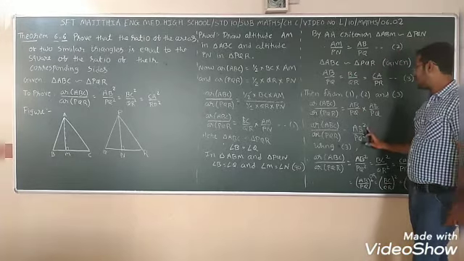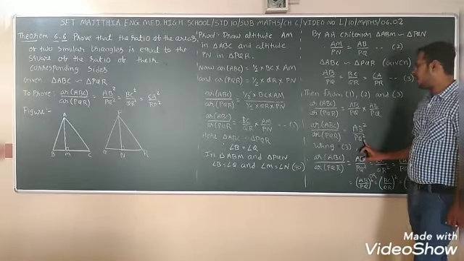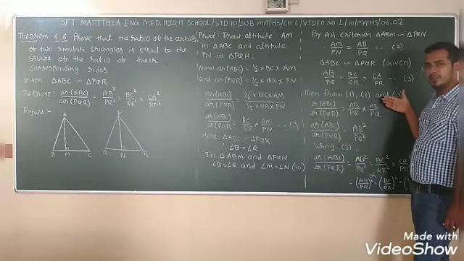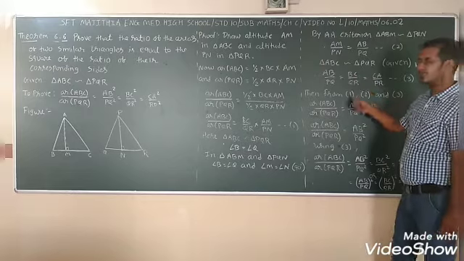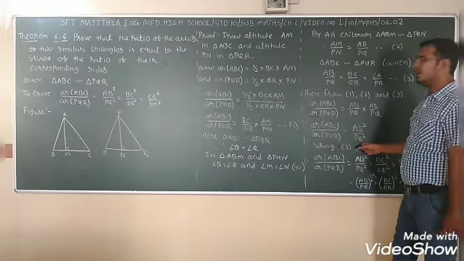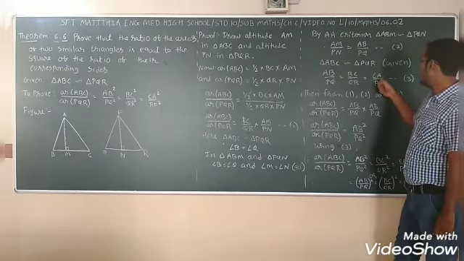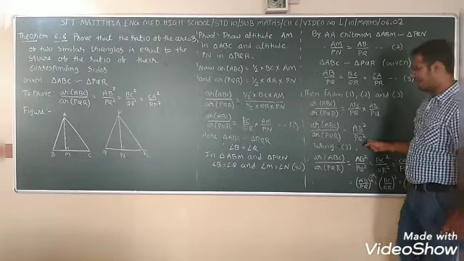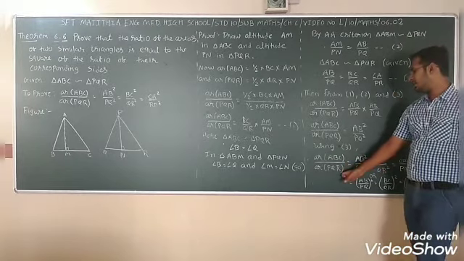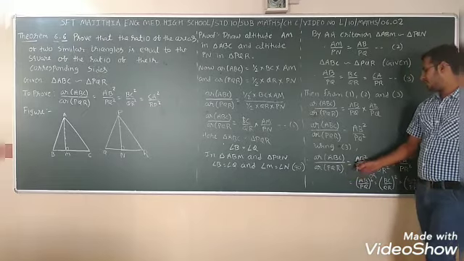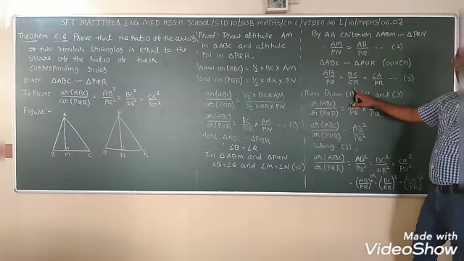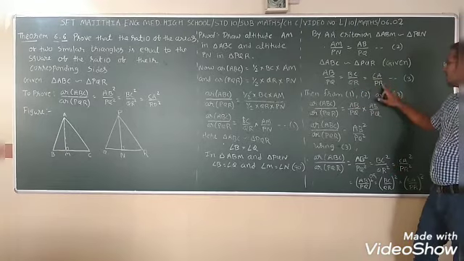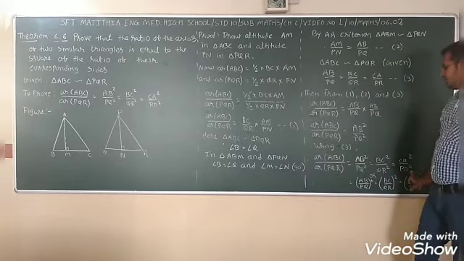AB into AB, AB square, PQ into PQ, PQ square. Again, using equation number 3, AB upon PQ is equal to BC upon QR. So it makes BC square upon QR square and CA square upon PR square. So we write area of ABC upon area of PQR is equal to AB square upon PQ square is equal to BC square upon QR square is equal to CA square upon PR square.